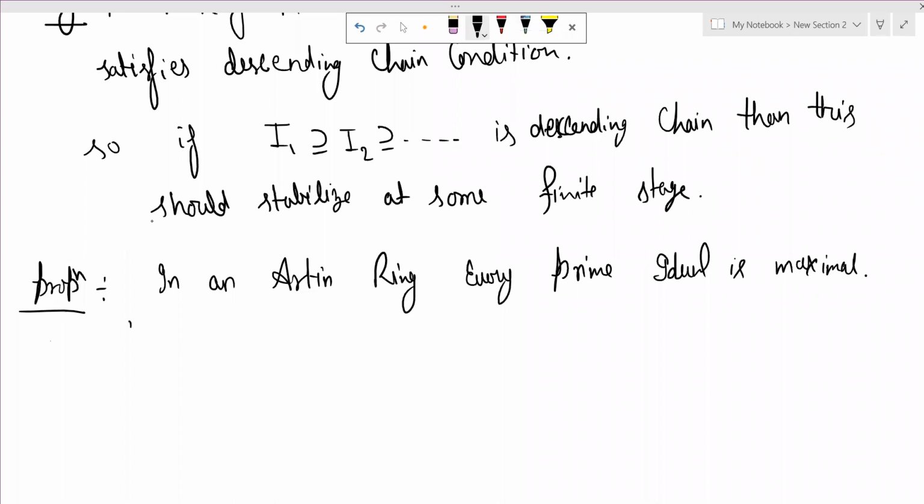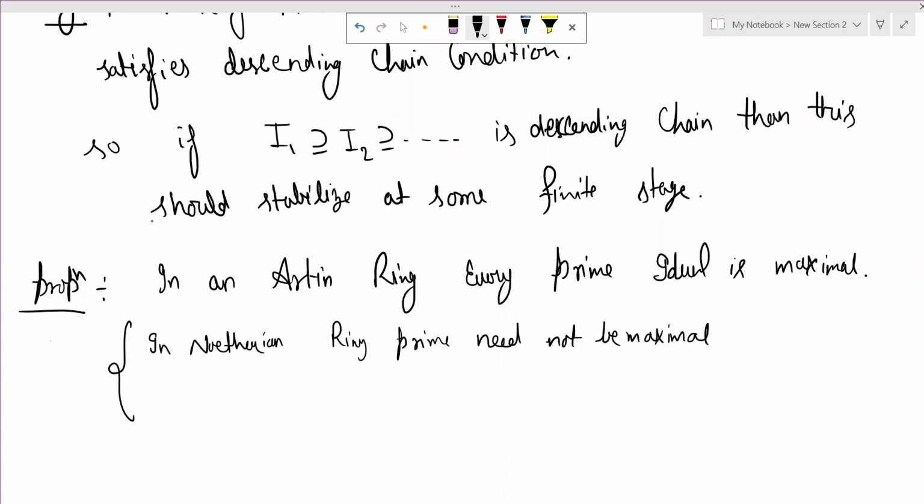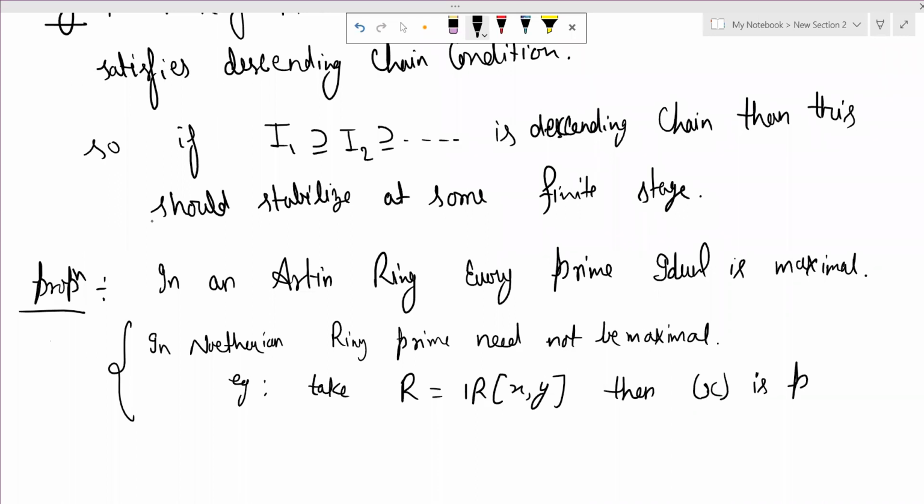So what is it here? In a Noetherian ring, a prime need not be maximal. Example, take R equals R[x,y], then the ideal generated by x is prime, but not maximal.